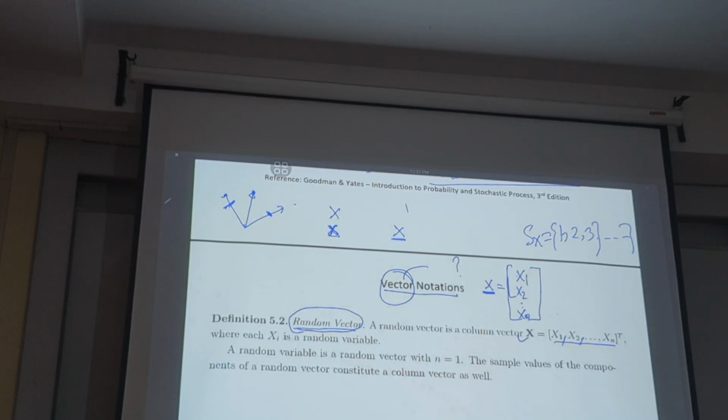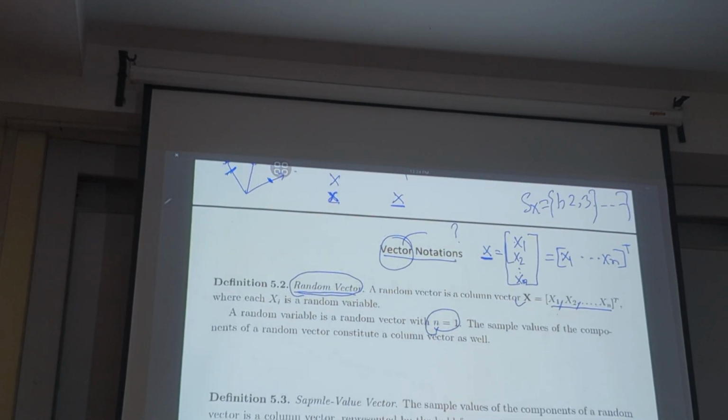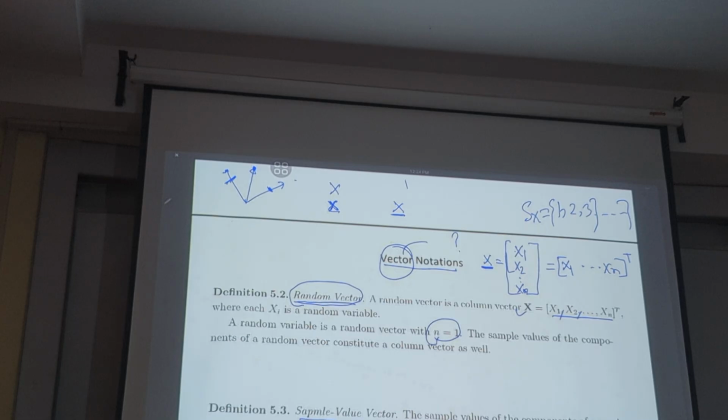It wastes space in the page. That's why instead of writing this one, we will actually represent the vector as the transpose of the row. But in reality, it will show. And what if n equals 1? This is simply a one sample value vector. What does it mean?